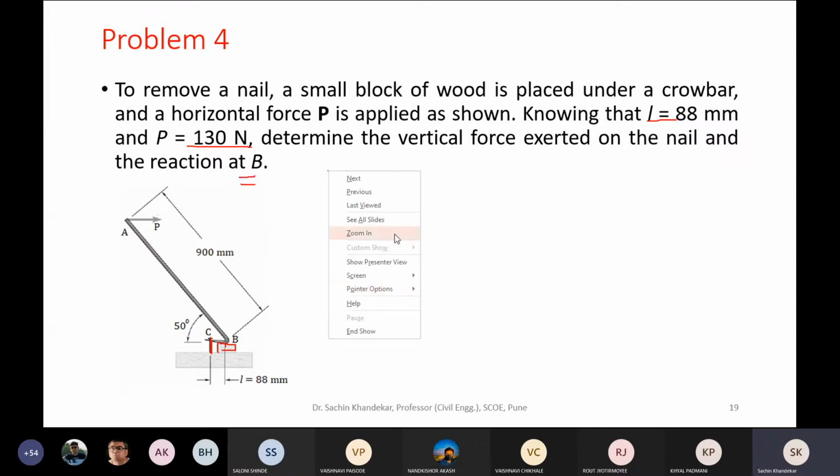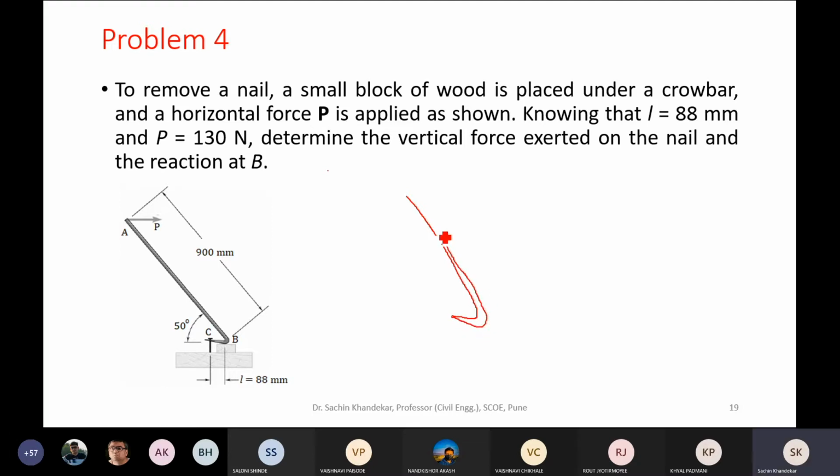Now see, this is a practical problem. You might have observed this kind of crowbar which is used to remove a nail. Here we apply a minimum force, just 130 Newton, and the force induced in the nail may be of a large magnitude. Now the first step is to draw the free body diagram of this crowbar, as shown in this figure.